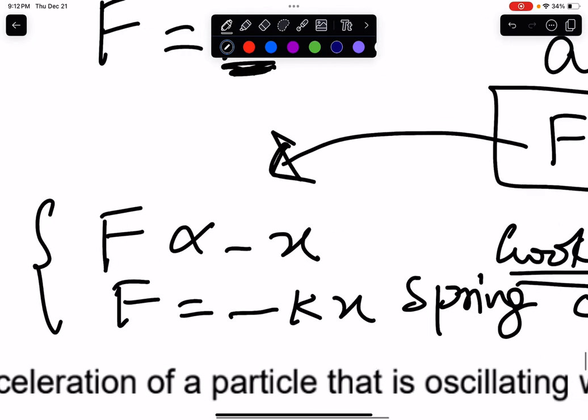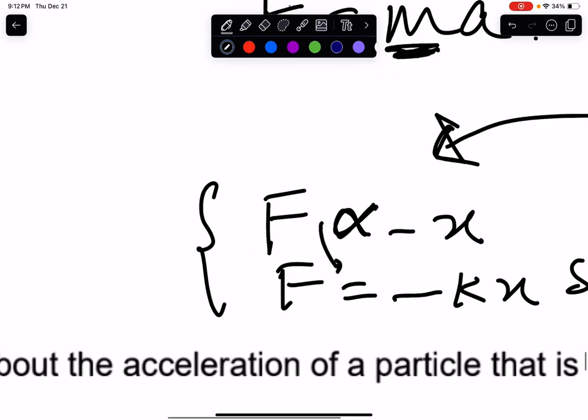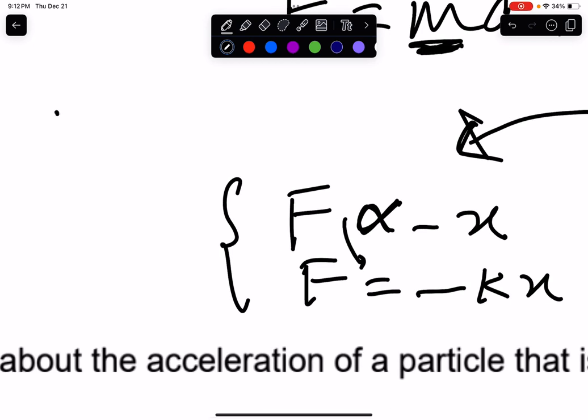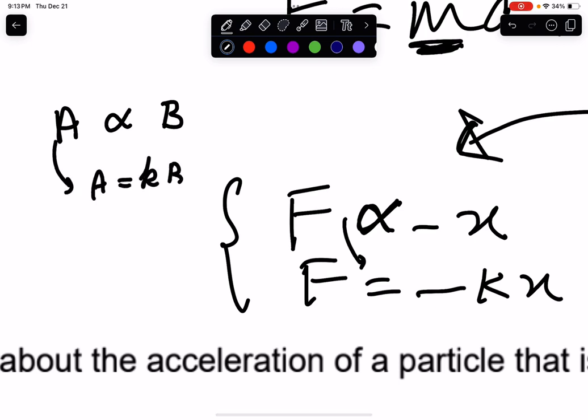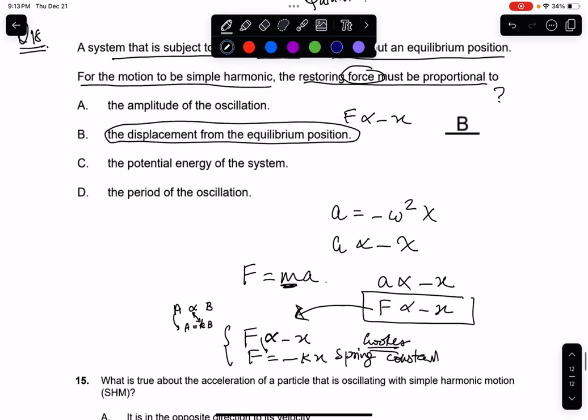And if you're wondering how we went from this proportionality sign to the equality sign, the way you think about it is that, let's say if A is proportional to B, then you can remove the proportionality sign and you can say A is k times B if you add a constant over here. Okay? So therefore the answer for this is going to be B. Alright? Okay. So that's good.